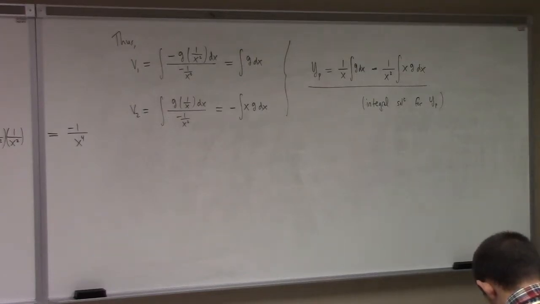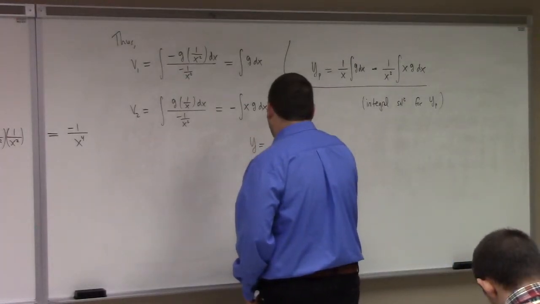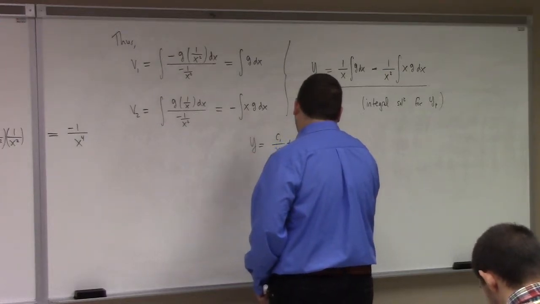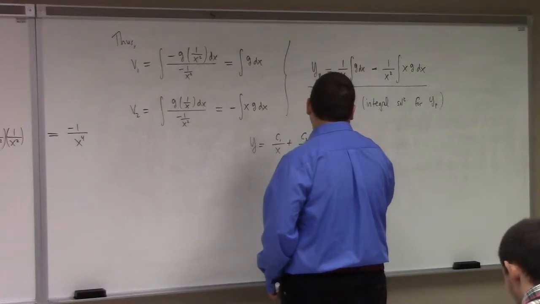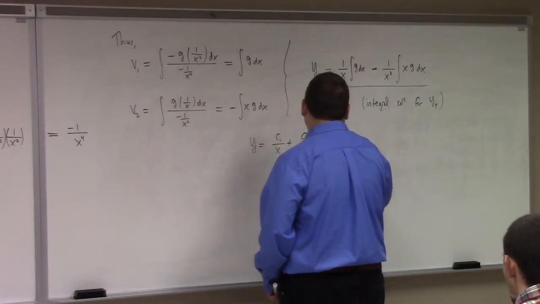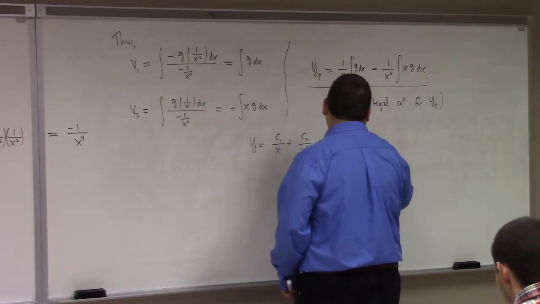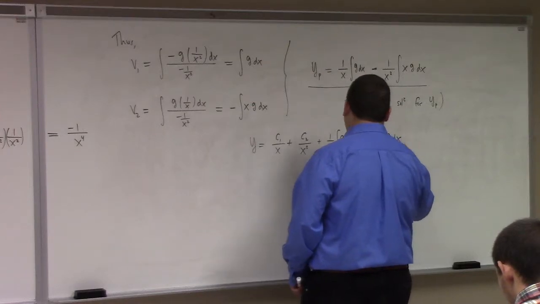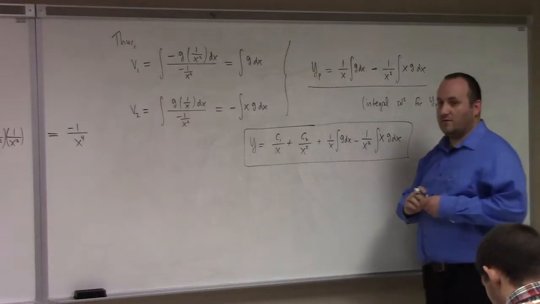The general solution would be this: y is equal to c1 over x plus c2 over x squared plus 1 over x integral of g dx minus 1 over x squared integral of x g dx. So there you go. There's the general solution up to an integration.